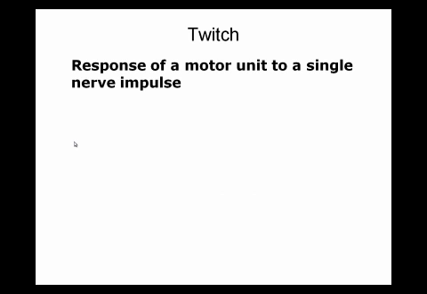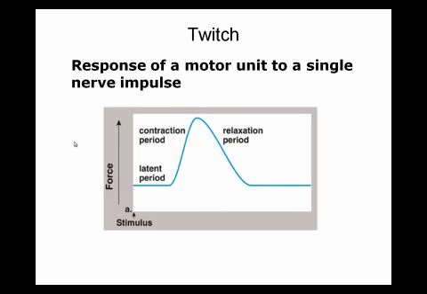The response of a motor unit to a single nerve impulse is called a twitch. And so we can graph this, and it would look like this. The force being generated is on the y-axis versus time on the x-axis. So beginning at time 0, we have the stimulus, and then there is a brief latent period where nothing appears to be happening. Actually, there is quite a lot that is occurring during this latent period.